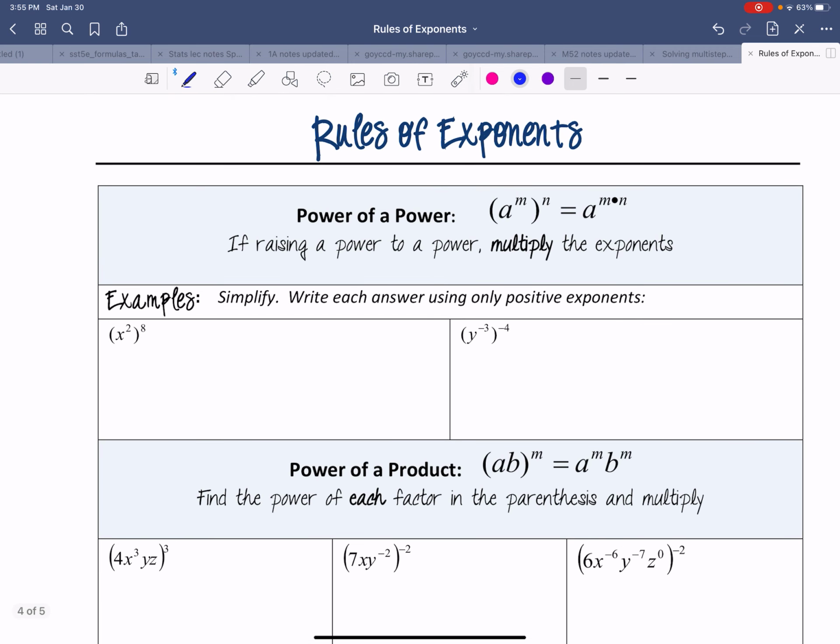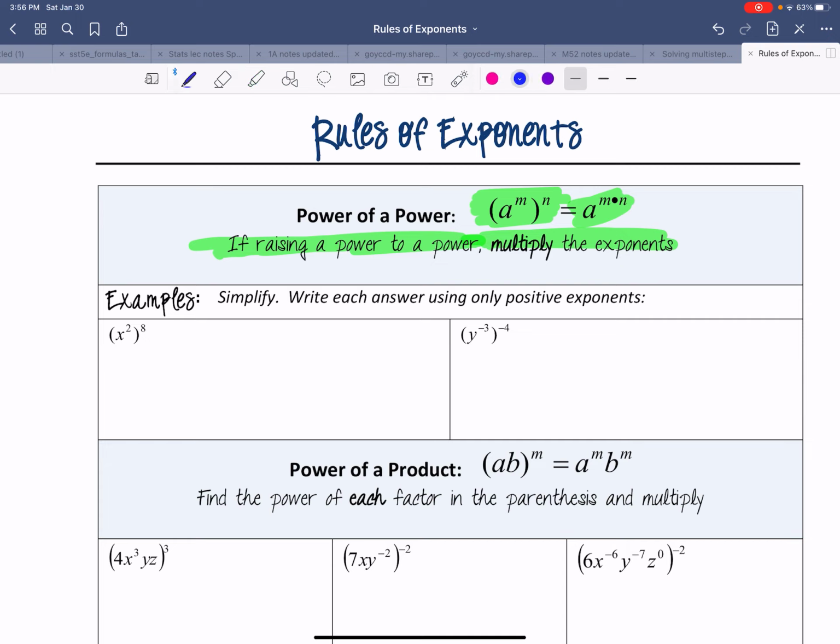Next rule of exponents: when a number is raised to an exponent, and there's another exponent outside, then these two exponents are going to multiply with each other. A to the power m to the power n, the m and n will multiply each other. If we raise an exponent to a power, then we multiply the exponents.